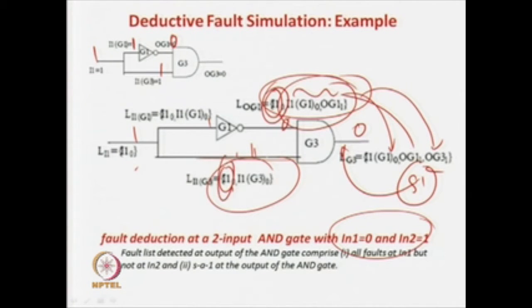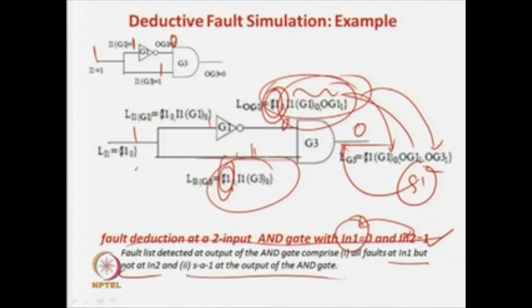This is the common fault, it is not detectable, so it is not propagated, and a stuck-at-1 fault at the output. So, the rule here is again the same. If this fault deduction at the AND gate, with in1 is 0 and in2 is 1, all faults at in1, obviously whatever fault is here needs to be propagated, because the other input is 1, but not in2. But if there is a common fault between them, it will not be propagated, and a stuck-at-1 at the output of the AND gate is also detectable.